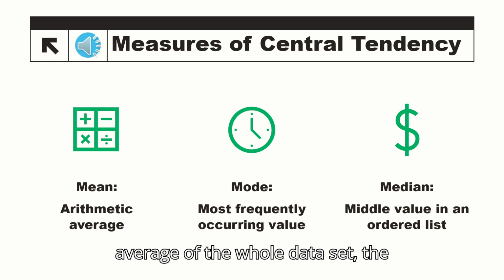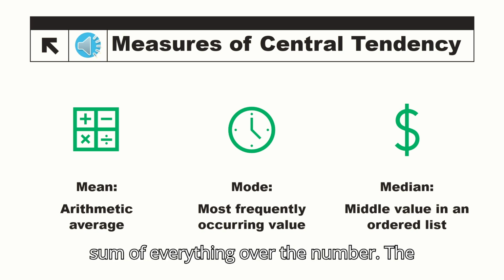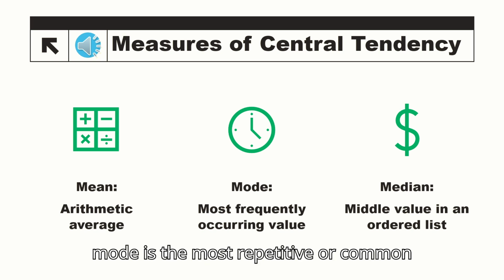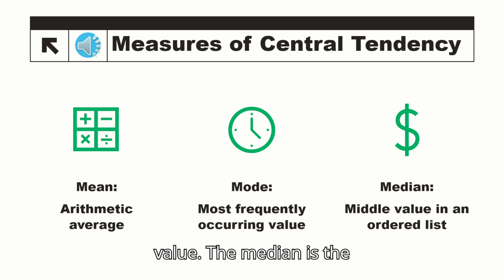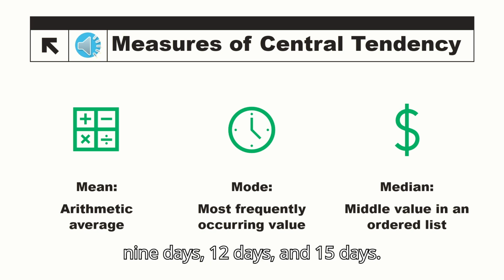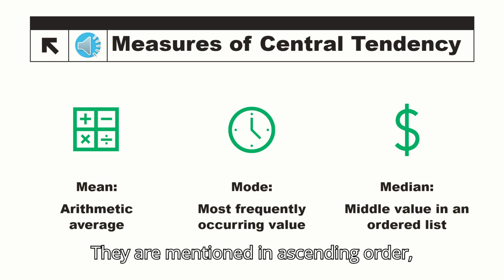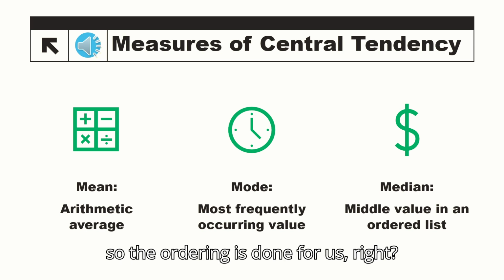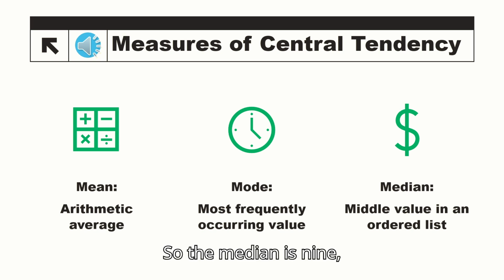The mean is the average of the whole data set, the sum of everything over their number. The mode is the most repetitive or common value. The median is the middle value when the data is sorted. So, for example, in construction delays, we have a delay of 5 days, 8 days, 9 days, 12 days, and 15 days. They are mentioned in ascending order. So the ordering is done for us, right? So the median is 9. And that tells us the typical project delay time of this particular incident.